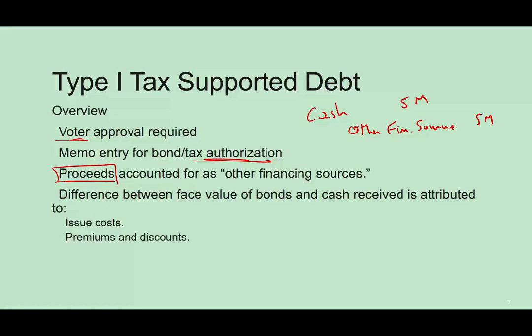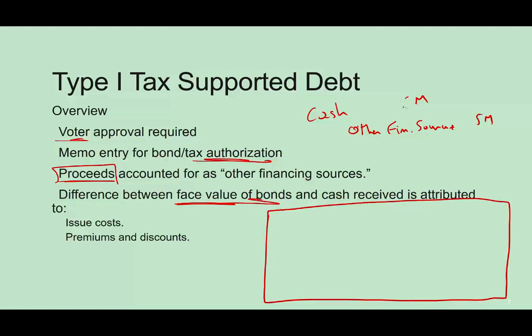Now, what's going to happen is this. The difference between the face value of the bond. Remember, the bond will have a face value. For example, I should use something other than 5 million. I'm going to use 10 million. So let's assume 10 million. The 10 million is what we call the face value of the bond. Face value is 10 million. Simply put, we want to borrow 10 million.